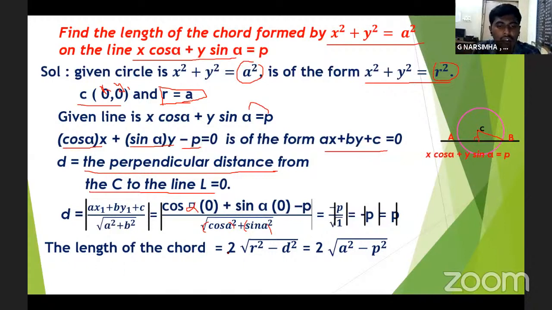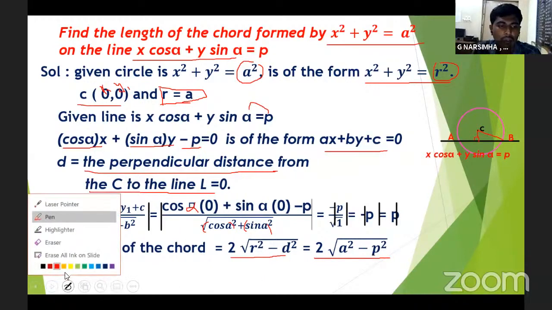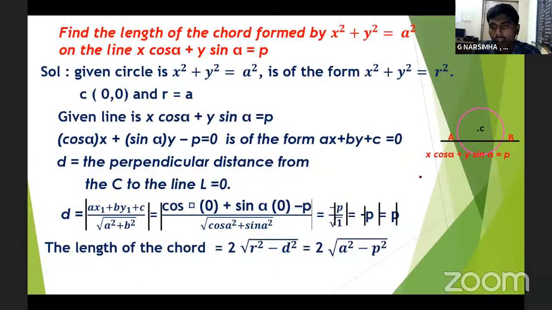Therefore, the length of chord is formulated as 2 root r square minus d square, as you know already, which we have discussed in our last few sessions. Okay, r is radius, that is a. Therefore, r square means a square, d square means p square, which is the length of chord to the given data. Okay, next one.